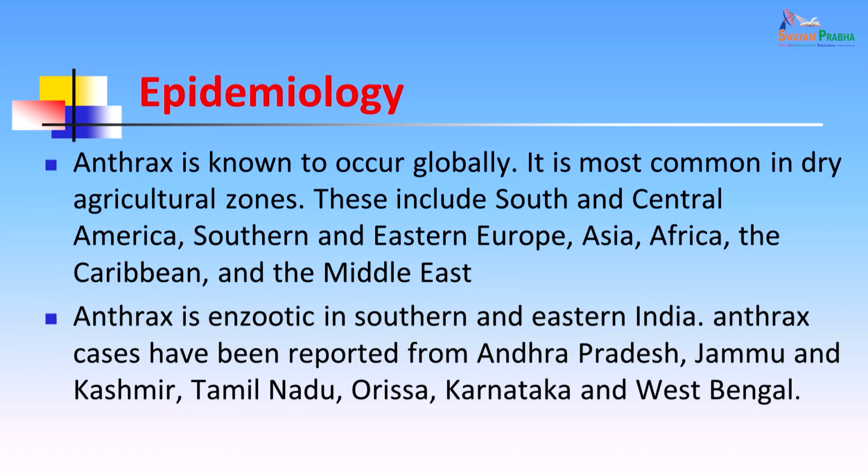Looking at the epidemiology of anthrax, anthrax is known to occur globally. So, it is not that the disease has vanished from the face of the earth. It is most common in dry agricultural zones. These include South and Central America, South and Eastern Europe, Asia, Africa, the Caribbean and the Middle East. In fact, it has not been commonly reported from the United Kingdom. Anthrax is enzootic in certain states in India, specifically in the southern and eastern states. Cases have been reported from Andhra Pradesh, Jammu and Kashmir, Tamil Nadu, Orissa, Karnataka and West Bengal.